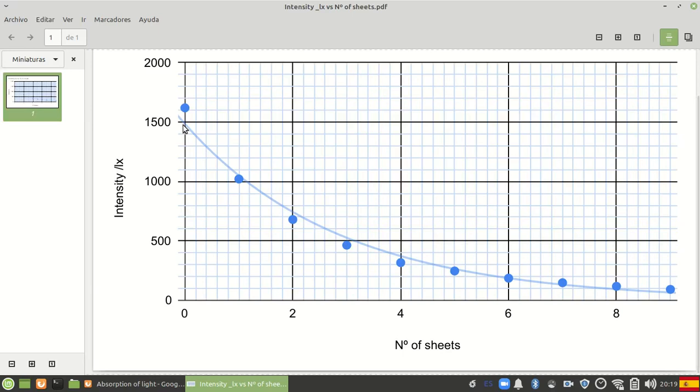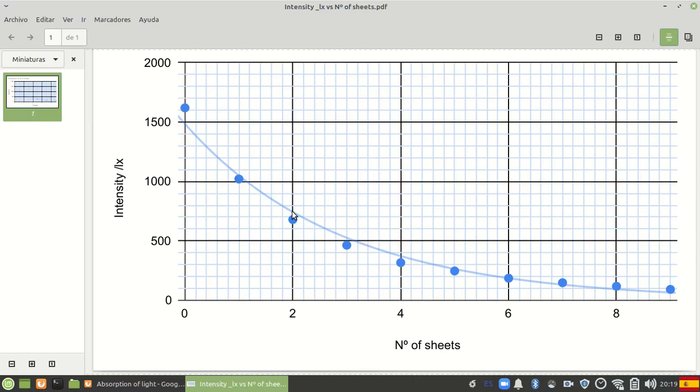Now half of 1500 is 750, so let's look at where we get to 750. There's 750 there, and if we read across you'll see remarkably that's exactly 2 sheets of paper needed to reduce the intensity of light by half. Now, that was just complete coincidence. I didn't expect that. I thought we might get something like 1.2 sheets of paper or 2.4 sheets of paper. Magically, with the type of paper I had, it just turns out to be a complete number of sheets.